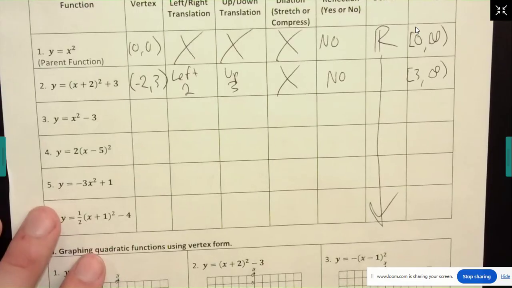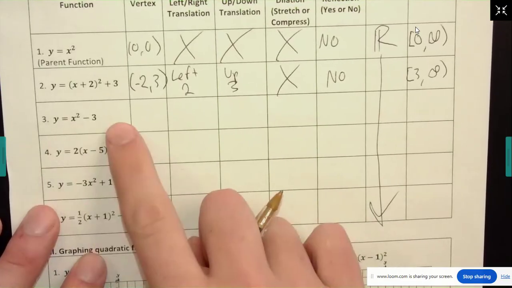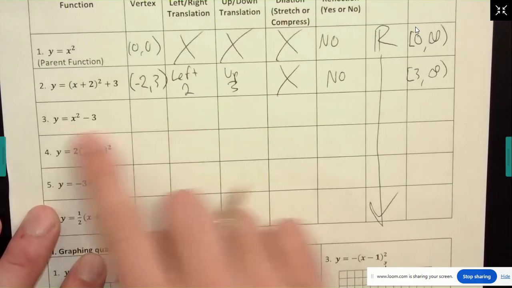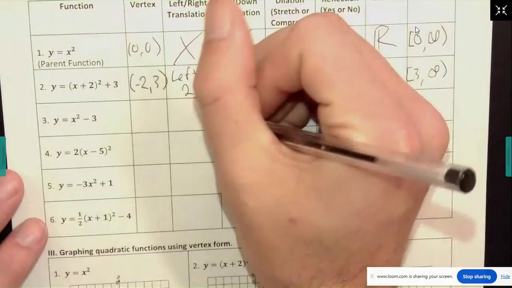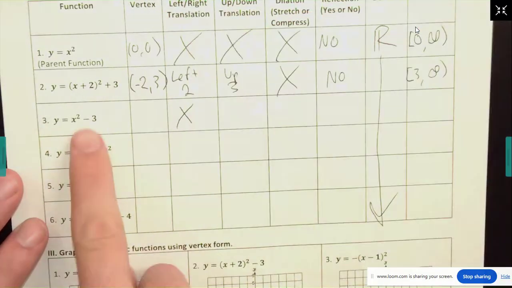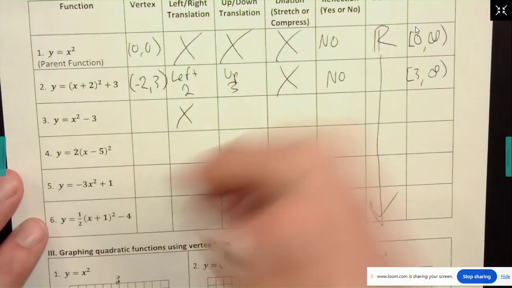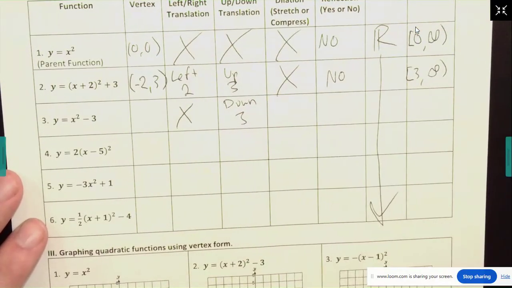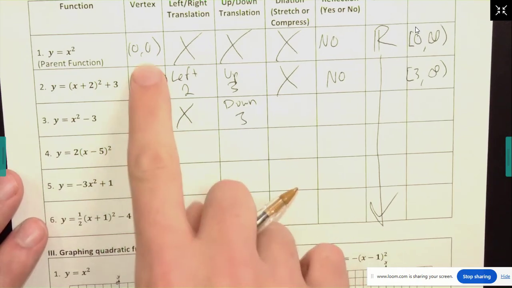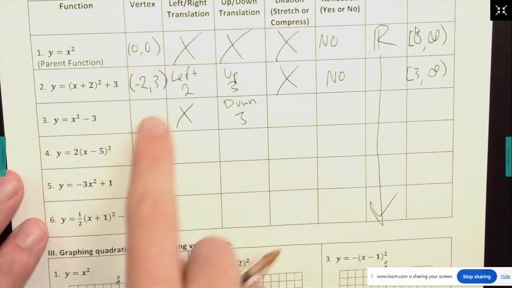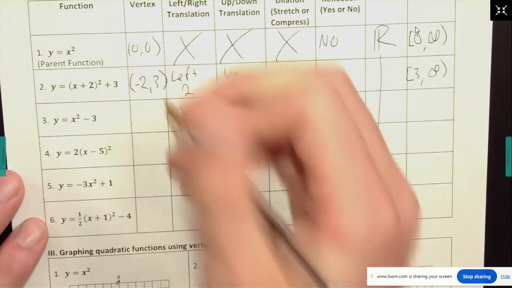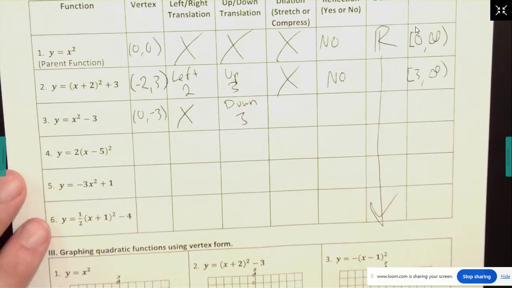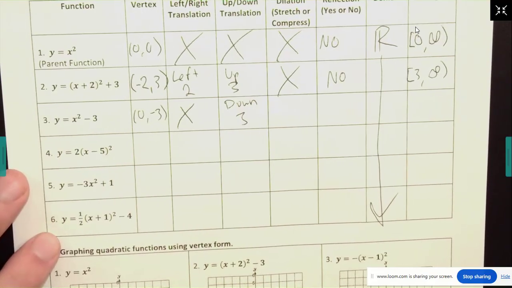Okay, x squared minus 3. Am I moving it left to right at all? Well, I don't see addition or subtraction inside the parentheses, so no. Am I moving it up or down at all? Well, I see that -3 on the outside, so I'm moving it down 3. Since we always start at (0, 0), and I moved it down 3, I have a vertex of (0, -3). We take that vertex at (0, 0) and just shift it around.